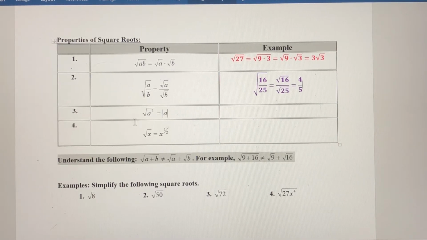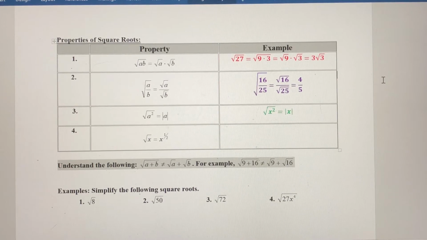Okay, the square root of a variable to the second power is going to be the absolute value of a. Okay, the reason it has to be the absolute value of a is that you cannot take the square root of a negative value. Okay, so I can't have a negative value here. So this absolute value makes it always positive, okay? So same rule applies with x or y or z or whatever the case may be.